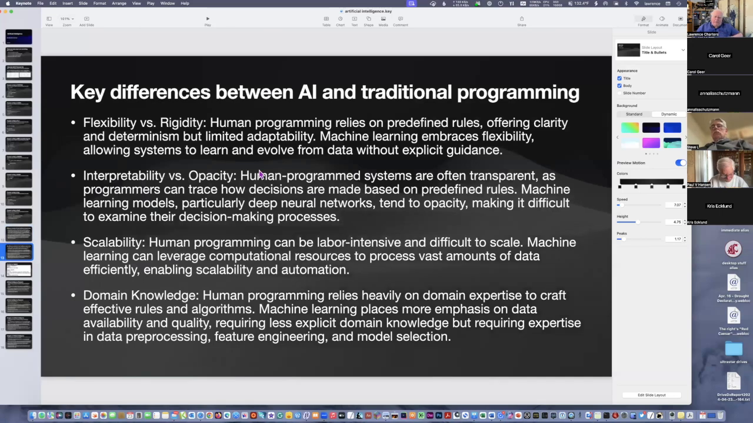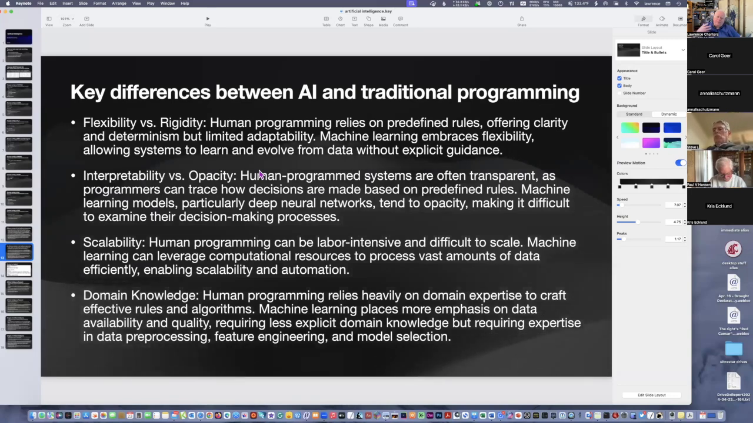Differences between AI and traditional programming. Human programming relies on defined rules. You have a specific purpose. With machine learning, it's designed to be flexible and to evolve over time. The human programs are designed so that somebody can actually read the program and figure out what it's doing. Machine learning models, on the other hand, tend to be very, very opaque. It's very difficult to figure out exactly how it came up with that result.